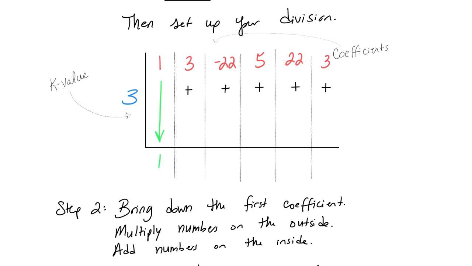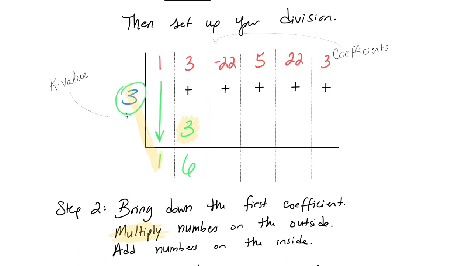And then the steps are as follows. If it's outside, you're going to multiply. So I'm going to do 3 times 1. And that's going to multiply to give me the number that goes inside. So 3 times 1 is 3. And then I add up those numbers on the inside. And 3 plus 3 is 6.